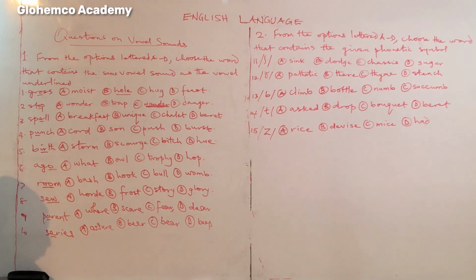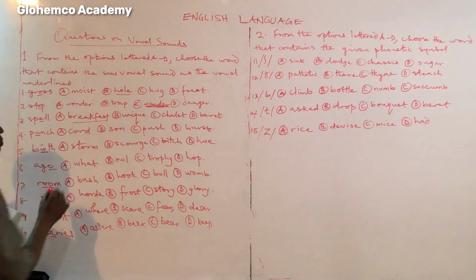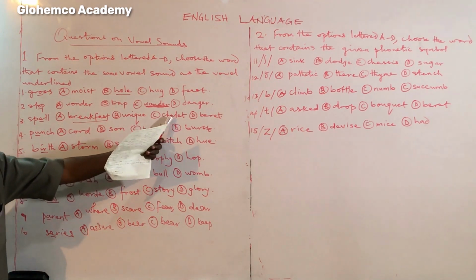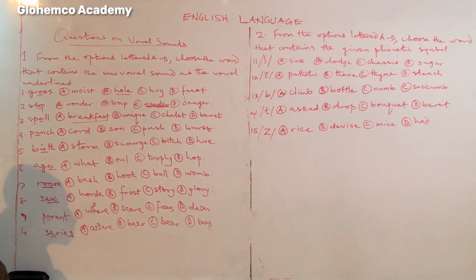Then we have spare. Which one contains it? Please take note. It is breakfast. We don't have breakfast in English. What you have in English is breakfast. So it is this one that contains it, because this one is spare. Then we have breakfast, not breakfast. Then the other two, this is chalet and this is beret.